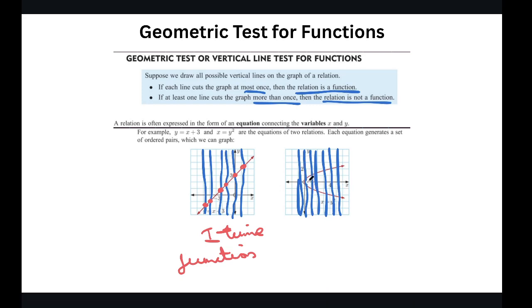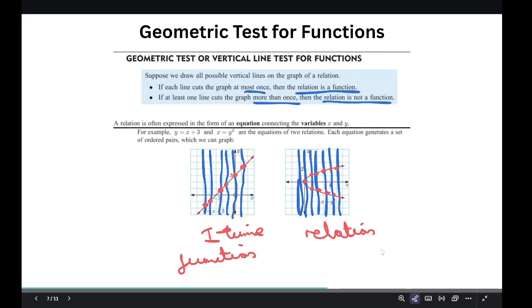Now let's move on to the second example that we have. Okay, this is fine, it only intersects once. But here, twice, twice, twice, and twice, and twice. So this relation fails the vertical line test. Because if at least one line cuts the graph more than once, and we have multiple lines cutting the graph more than once, then the relation is not a function. So because the vertical lines that I have drawn cut the graph more than once, this cannot be classified as a function. This is a relation. I hope that makes sense.